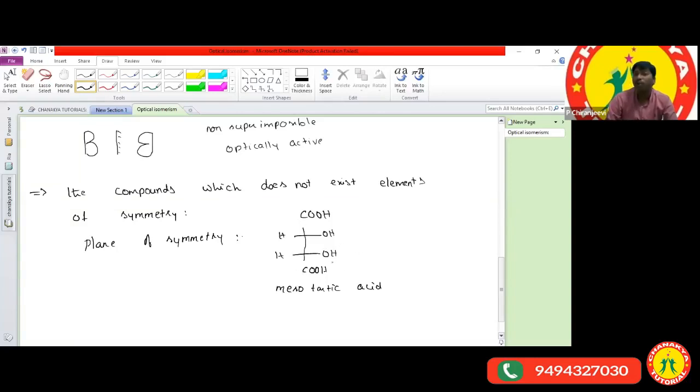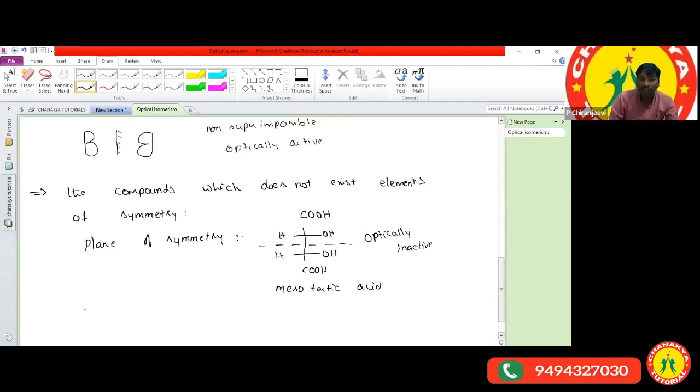Sir, how are you telling that it is optically inactive? Because it has a plane of symmetry. If you cut in this direction, you get two equal halves. Whenever you get two equal halves, it becomes optically inactive. It exhibits symmetry, so we call it optically inactive.